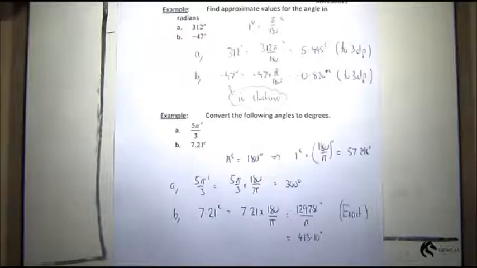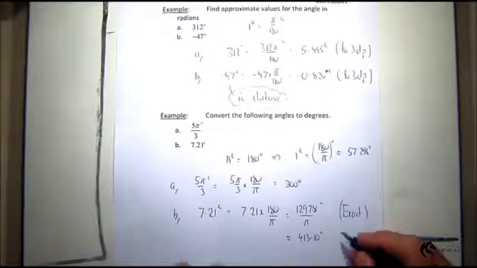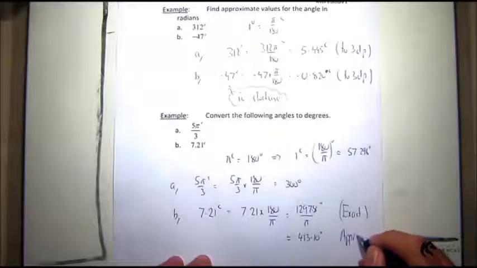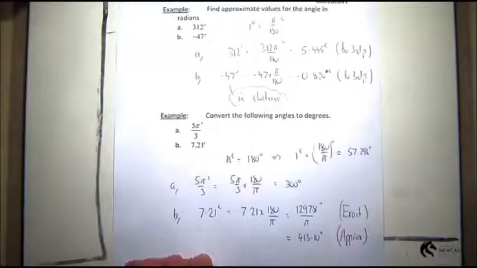Because as we said before, about 6.2 radians is a full circle, so this is a little bit more than a full circle. So 413 seems about right. Yep. So that needs to be a decimal point sitting in there. And so that would be our approximate answer.